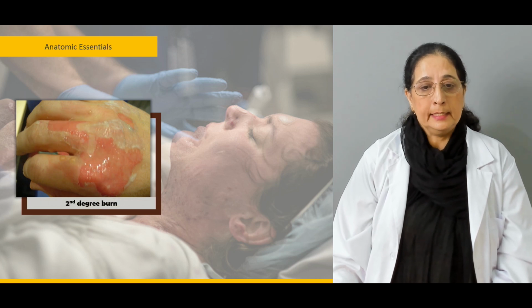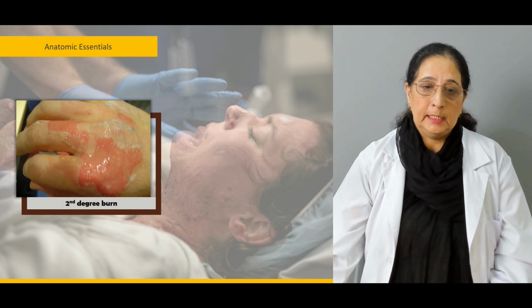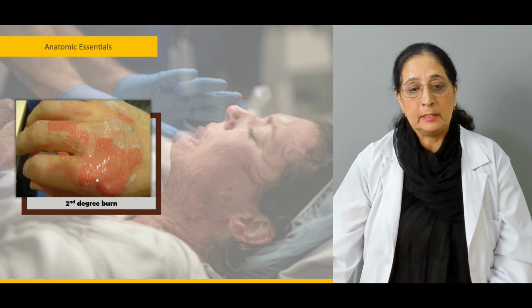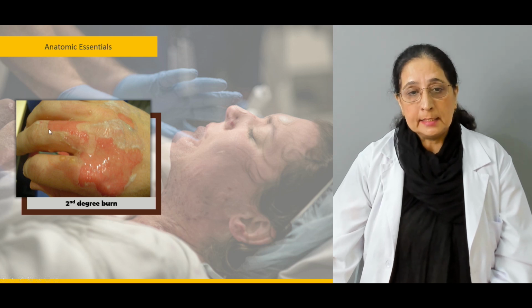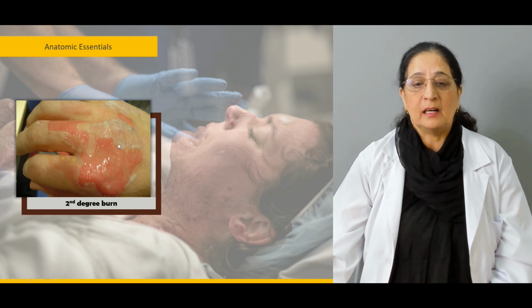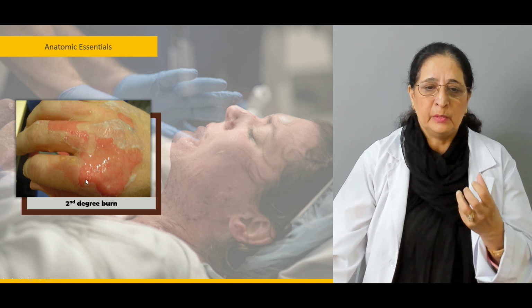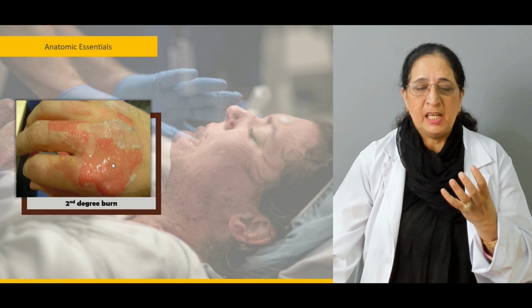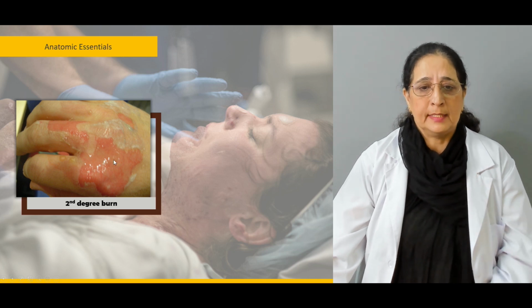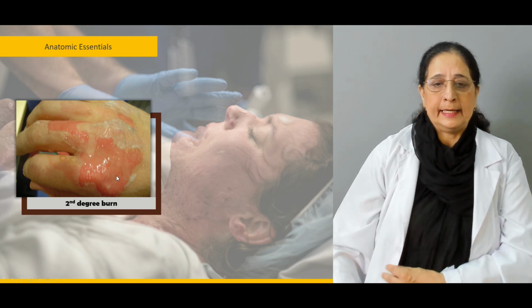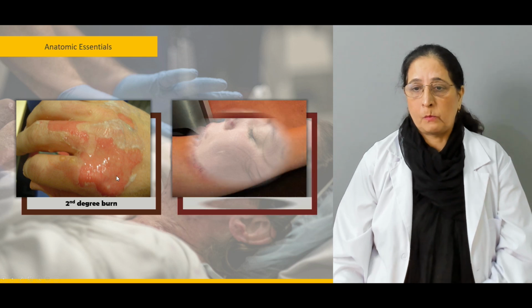Next, second degree burn. If you see the appearance, that's how the second degree burn looks. We have epidermis and dermis involvement, and that's the second degree. Blisters are formed, and once the blisters break down, fluid oozes out. That's the very typical picture of the second degree burn with the redness and the blisters. So that's the second degree burn.